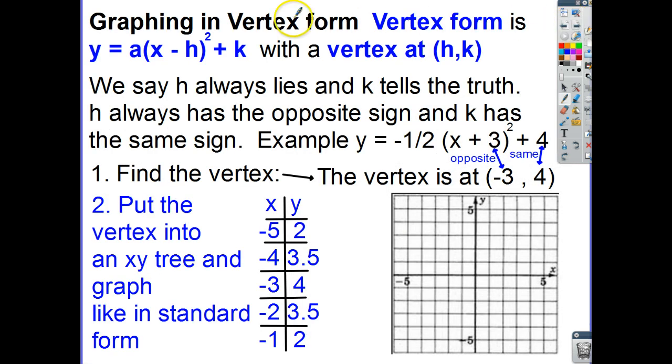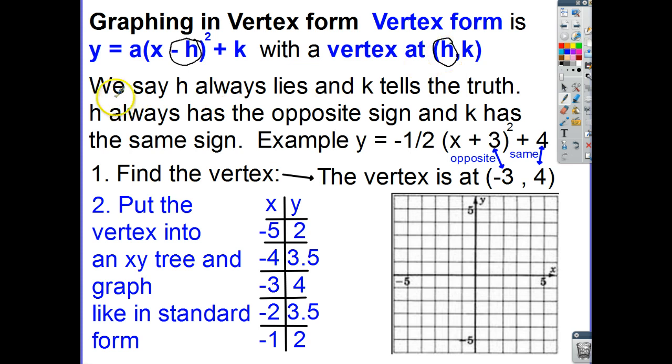All right, now we're going to talk about graphing in vertex form. Vertex form is in this form: y equals a parentheses x minus h squared plus k, and it has a vertex at h, k. Now let me point out a few things. That the h in our problem and the h in our vertex, well, here it says minus h. If you look at that subtraction as a minus sign, you get negative h, and here you have positive h.